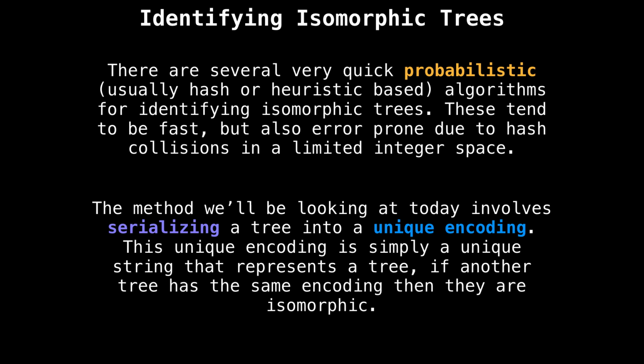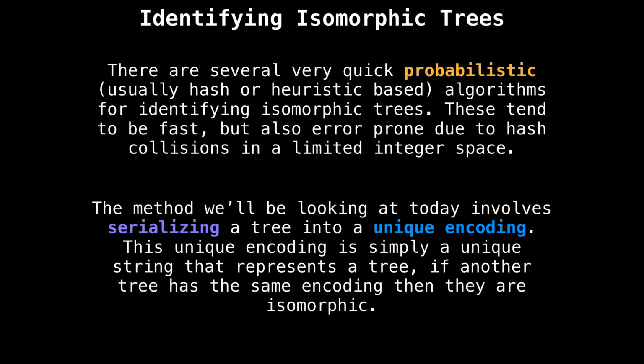In terms of writing an algorithm for identifying isomorphic trees, there are several very quick probabilistic, usually hash or heuristic-based algorithms for identifying isomorphic trees. These algorithms tend to be very fast, but also more error-prone due to hash collisions in a limited integer space. However, they do have their place when it comes to competitive programming and testing the equality of absolutely enormous trees.